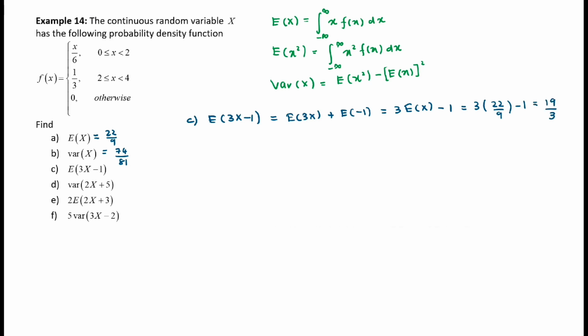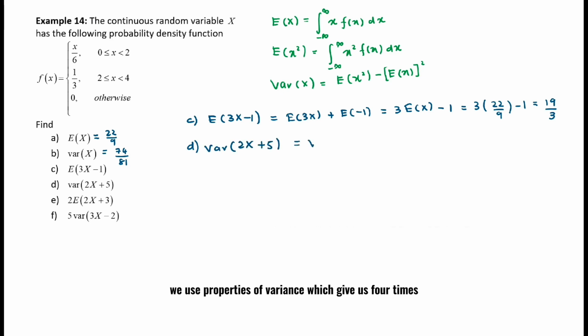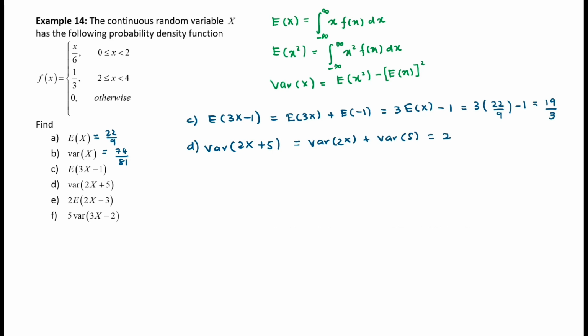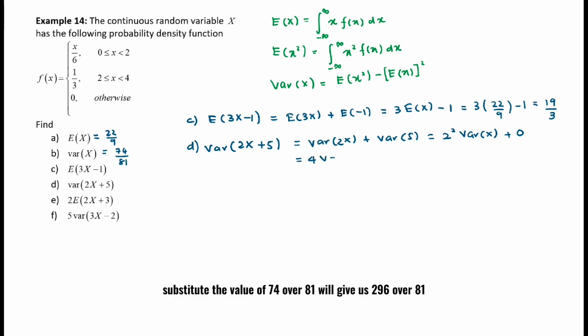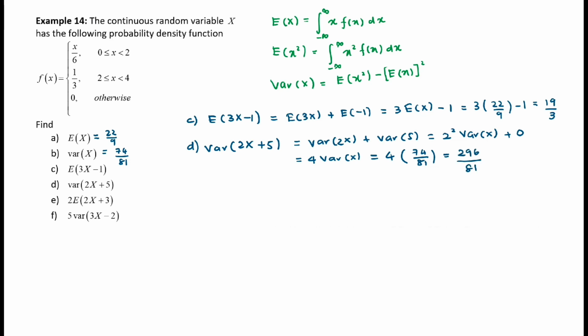To find the variance of 2x plus 5, we use properties of variance, which give us 4 times variance of x. Substitute the value of 74 over 81, which will give us 296 over 81.